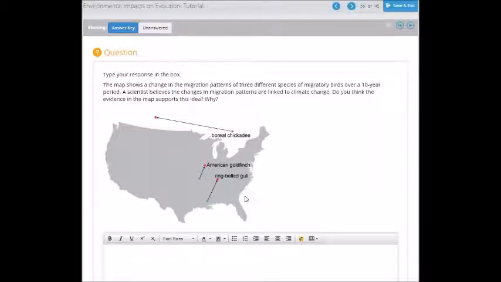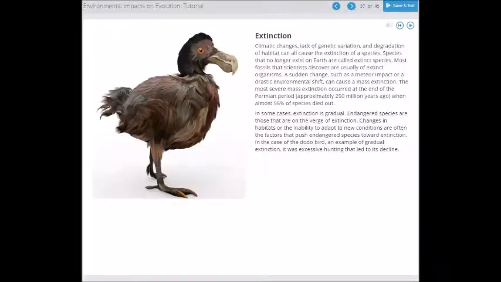What are they saying is causing this migration pattern change? It was cool enough here and it's no longer cool enough here. Now it's here. All of these things are moving north to cooler areas over time. What's causing that? Now, we've talked about extinction.